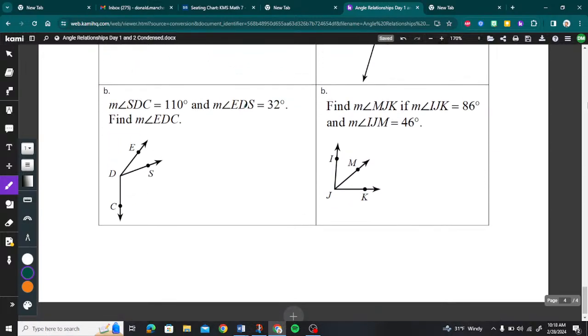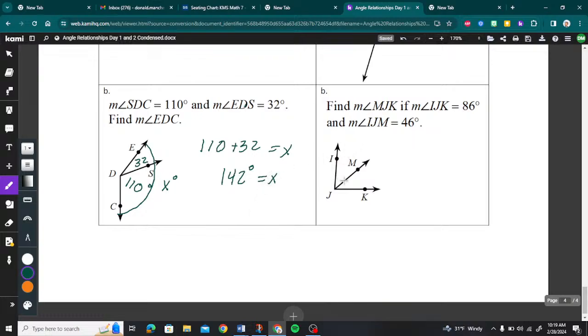The last problem looks like this, and I'm going to set this one up for you in just a second here. It says SDC is 110, so that means that this angle here is 110 degrees. EDS is 32 degrees. And we want to know how many degrees is it all the way around. So we go 110 plus 32 equals our unknown angle. So we add the two together, 142 degrees.